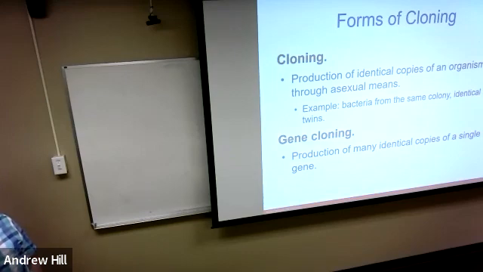So let's talk about cloning. That's always interesting, right? So what is cloning? It's essentially the production of identical copies of an organism through asexual means. So some organisms just naturally do cloning all the time. If you take a single bacterium and put it in a petri dish, it will divide into two, and those two will become four, those four will become eight, and so forth, right? Essentially, those are all identical twins, right? They're all the same.